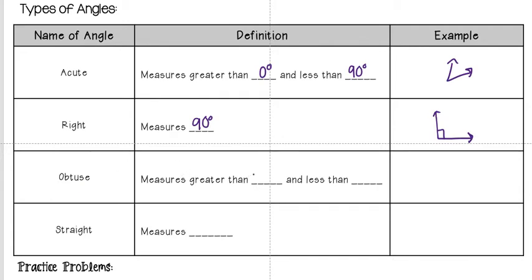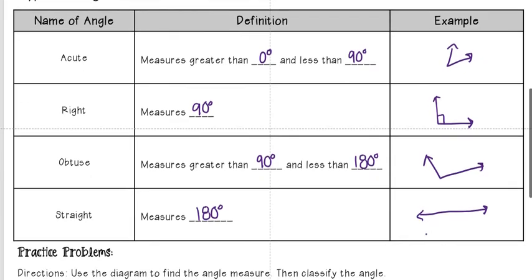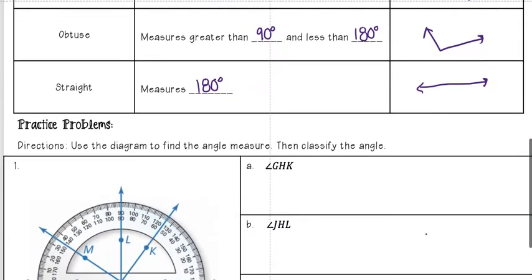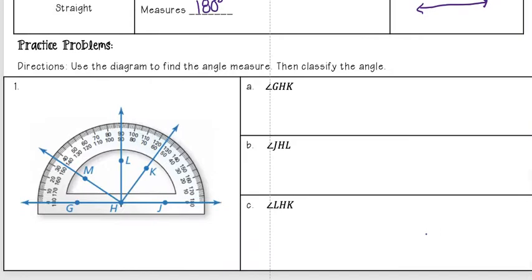And the obtuse angle measures greater than 90 and less than 180. So an example would be like that. It opens pretty wide. And then a straight angle measures 180 degrees. So a straight angle is just a straight line. Okay, let's go ahead and get some practice with finding measures of angles.